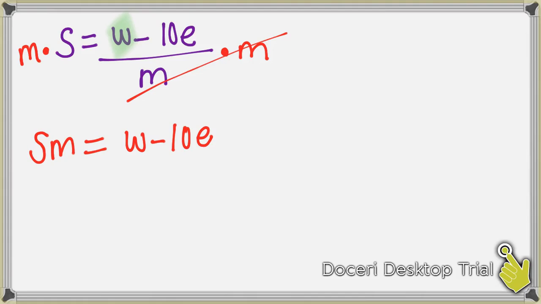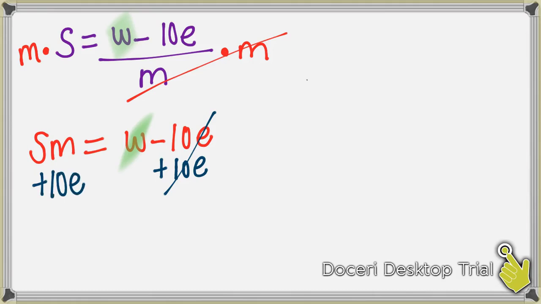All right, we're still solving for W though. Well, we have to still ask ourselves, what is still being done to W? And you should notice that 10E is still being subtracted. So I'm going to do the opposite of subtracting 10E, which is adding 10E on both sides.